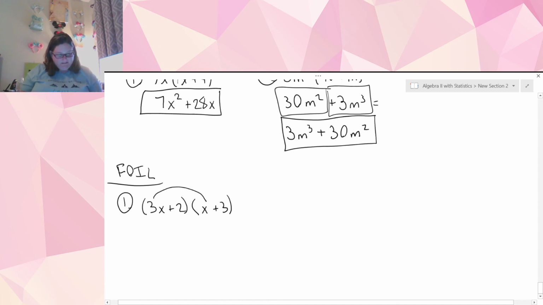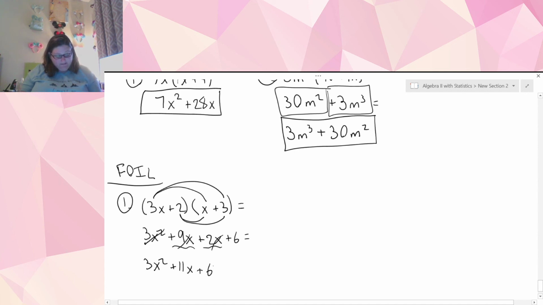So first is 3x times x, which is 3x to the second. Outside is 3x times 3, which is plus 9x. Inside is 2 times x, which is plus 2x. And last is 2 times 3, which is 6. So we're not done at this point yet. We have to combine our like terms. So I have 3x to the second, and that's the only one. I can't combine those. Then I have 9x and 2x that I can combine. So I get plus 11x, and then I'm left with plus 6. And that is the simplified version of that problem.